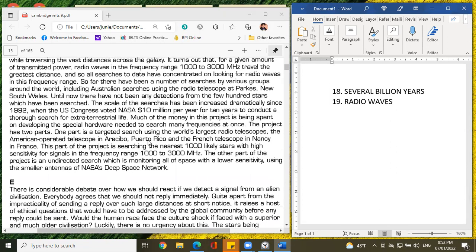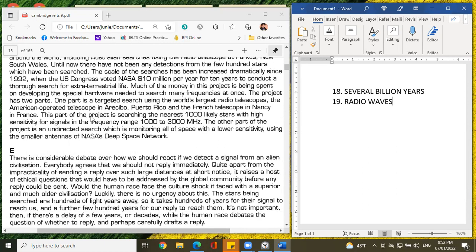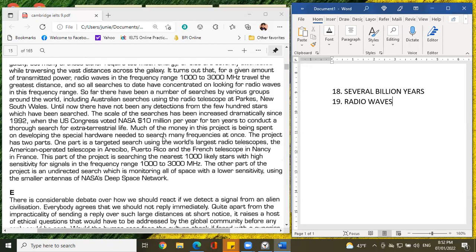Much of the money in this project is being spent on developing the special hardware needed to search many frequencies at once. The project has two parts. One part is a targeted search using the world's largest radio telescopes, the American-operated telescope in Arecibo, Puerto Rico, and the French telescope in Nancy, in France. This part of the project is surveying the nearest 1,000 likely stars with high sensitivity for signals. The other part is an undirected search, which is monitoring all of space with a lower sensitivity using the smaller antennas, NASA's Deep Space Network.